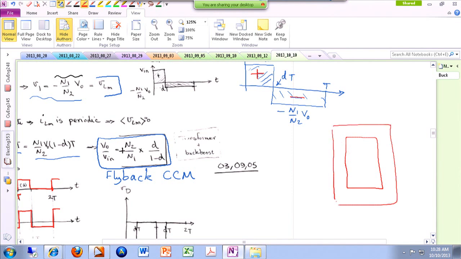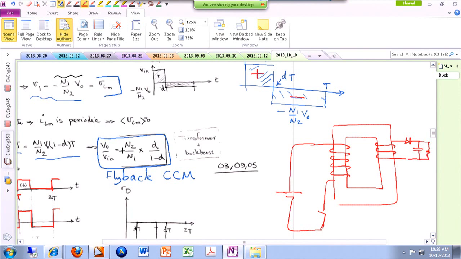All right, let me draw it over here. So basically you can have multiple outputs. The primary side doesn't change, but you can have two outputs. So this could be one of your outputs, and the second one could be here.